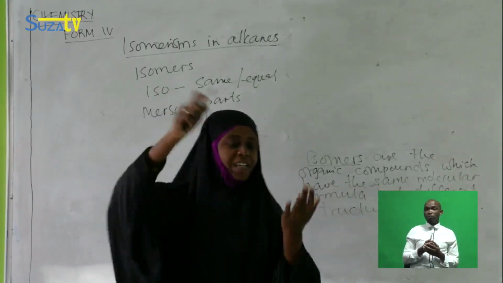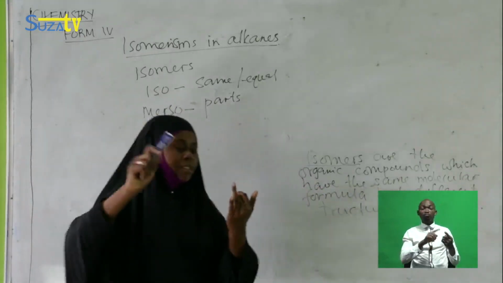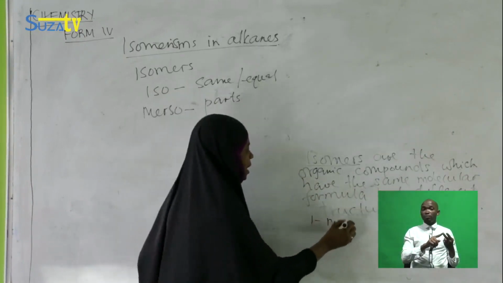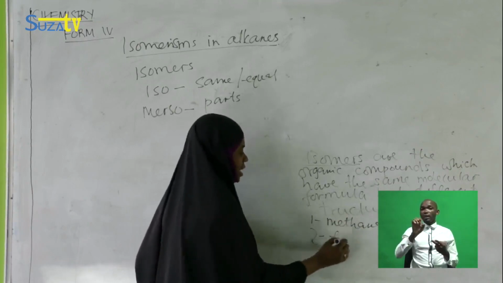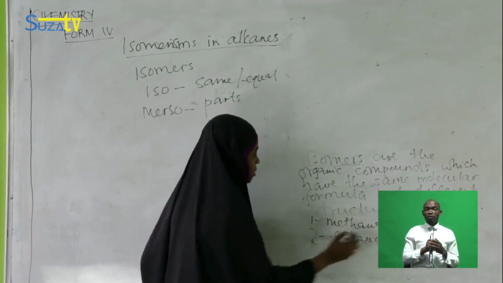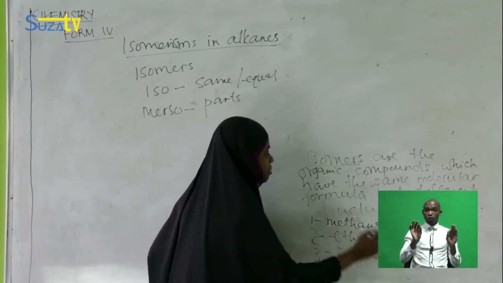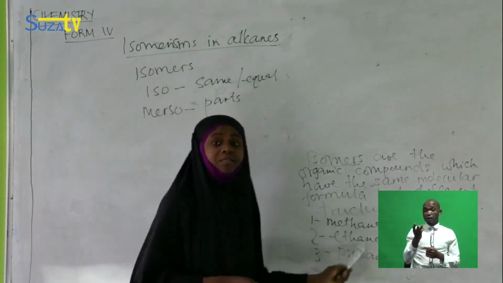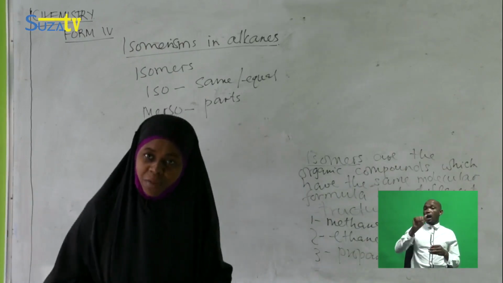We have the first member of alkane, which is methane, good. The second member is, yes, ethane. The third one is propane. Okay, thank you. So when you talk about isomerism in alkanes, these three members don't possess isomers.